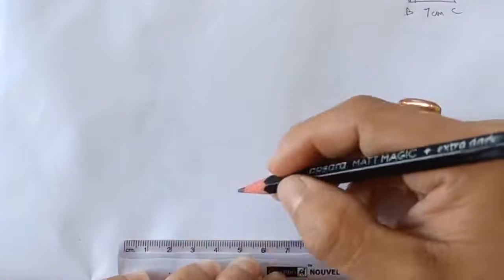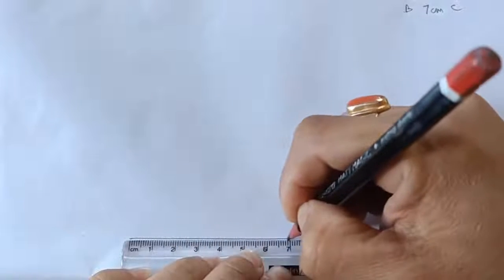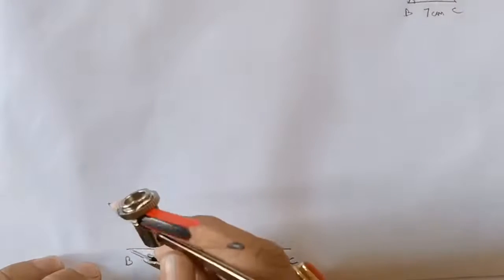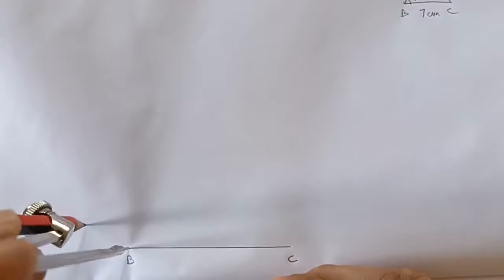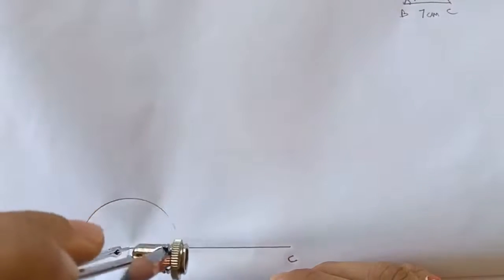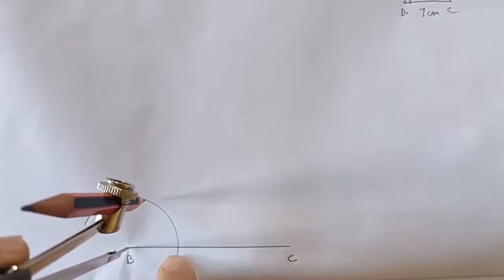So using the ruler, we are going to draw side BC measuring 7 cm. So to draw the angle measuring 75 degrees at B, first let us draw an angle of 90 degrees at the point B. For that, let us draw an arc with B as the center intersecting the side BC at a particular point.